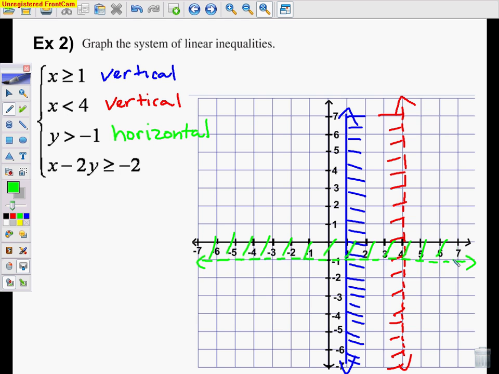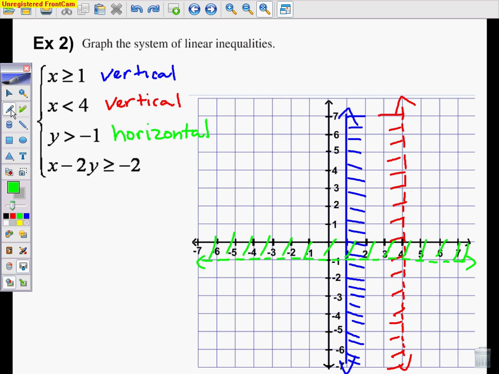Now you want to start looking and seeing where the shades intersect so far. So far, we see that our shades intersect in this region here. This is the region so far where our shading is intersecting. So far, it's all in that region. Okay? All right, let's go to our next and final inequality.